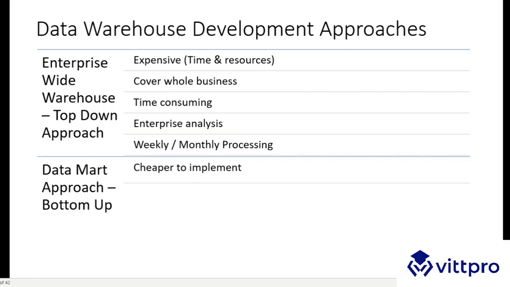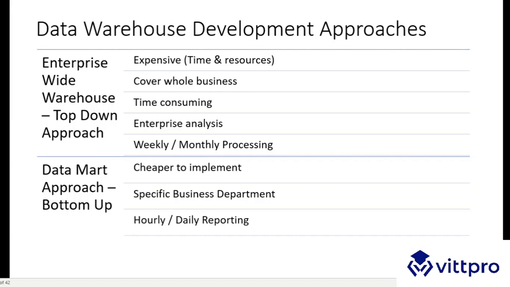It's cheaper to implement, and it's specific to the business department, whichever you want to prioritize based on the money that you have, the capex that you have. You can spend and prioritize. You may want to do HR first, or customer first, or supply chain, or finance, whichever department you want to collect the data for. Then you can go by the data mart approach, meaning you are going to collect the smaller information.